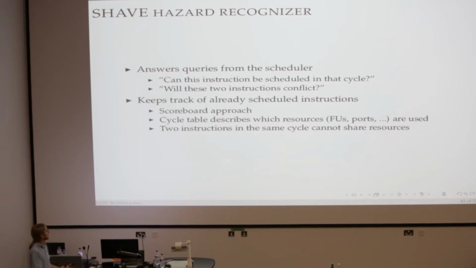So the hazard recognizer is basically there to answer queries from the scheduler, and the scheduler wants to know whether it can schedule two instructions in the same cycle. In order to do that, this hazard recognizer will need to keep track of which instructions have already been scheduled. To do this, it uses what's called a scoreboard approach, where it builds a kind of cycle table that we've seen before. But we not only track which functional units are used, we also track which ports are used, and so on. The idea is that of all of these resources, like ports or functional units, two instructions can't use the same resource at the same time. That's why the hazard recognizer can say, well, no, you can't execute these two instructions at the same time.